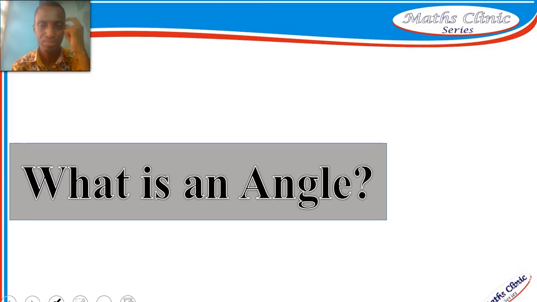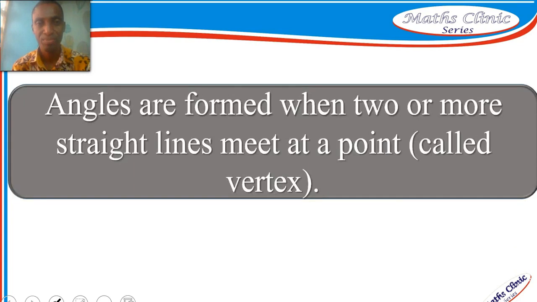What is an angle? Normally you hear students saying angle is formed when two or more lines meet at a point. Well, there's a slight error in that definition, and we'll look at it very soon. Now, angles are formed, not angle is formed. That's the first thing you have to take note of.